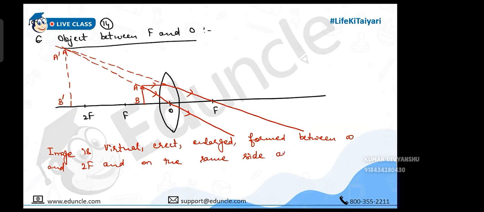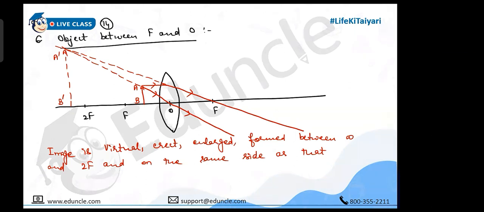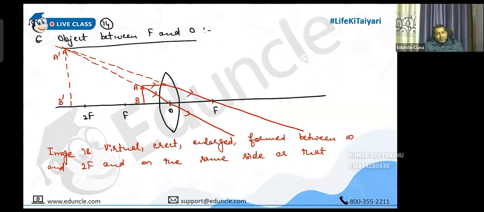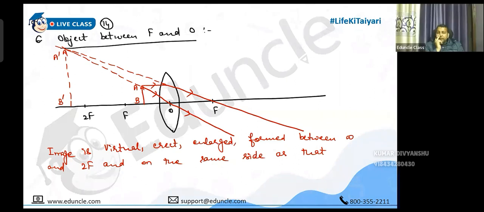Sir, mine is forming between f and 2f. Is yours forming between f and 2f? Possibly not, according to me the drawing has gone wrong. It will always be beyond 2f. Let me think 1 minute. Yeah, it will be beyond 2f because at f it was at infinity.